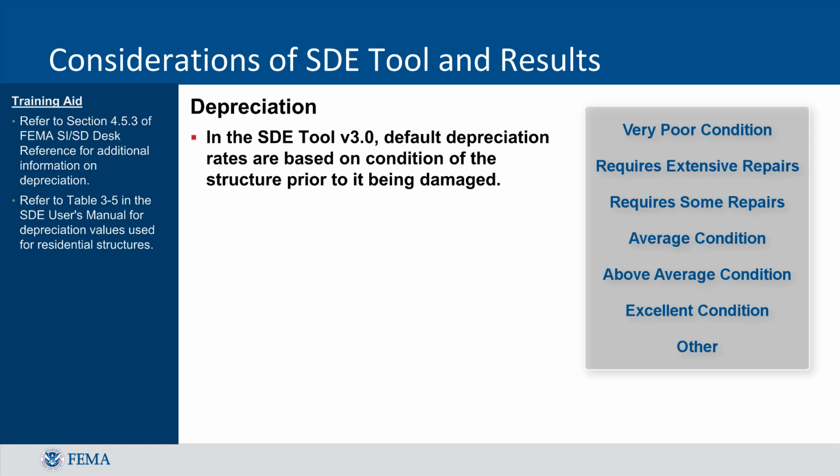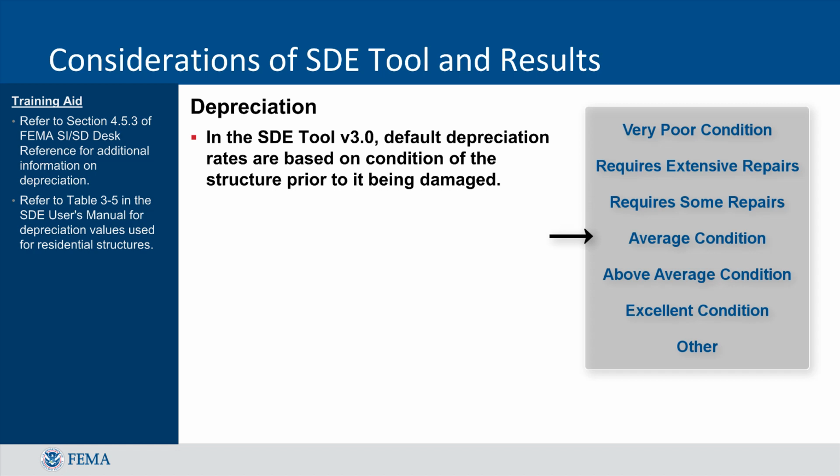In the SDE tool, there are 6 different depreciation ratings, ranging from very poor to excellent. A building in very poor condition is dilapidated and uninhabitable. The next rating is requires extensive repairs. It can be inhabited, but needs a lot of repairs and maintenance. The next is requires some repairs. The structure can be inhabited, but needs a few repairs.